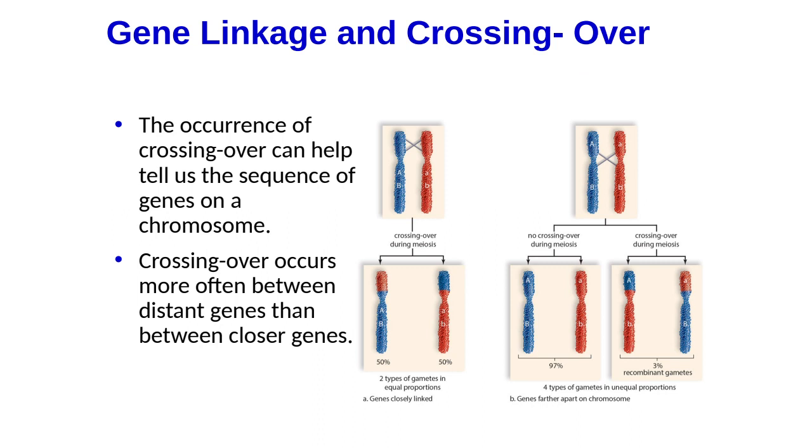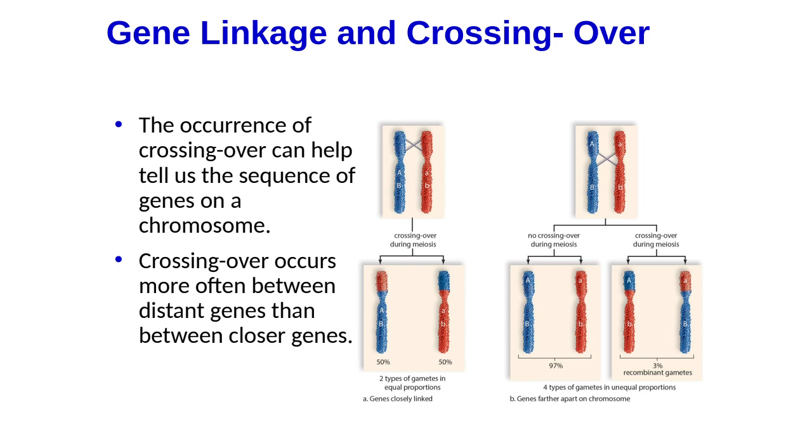I'm going to end by talking about how this gene linkage and the idea of crossing over was actually quite helpful in the past. In the past, the occurrence of crossing over was useful because it could tell us a little bit about the sequence of genes on a chromosome. So crossing over occurs more often between distant genes compared to genes that are closer together, as I illustrated earlier. And if you studied this in a lot of detail and looked at many pairings, you could get a good idea about exactly how far apart the genes were.